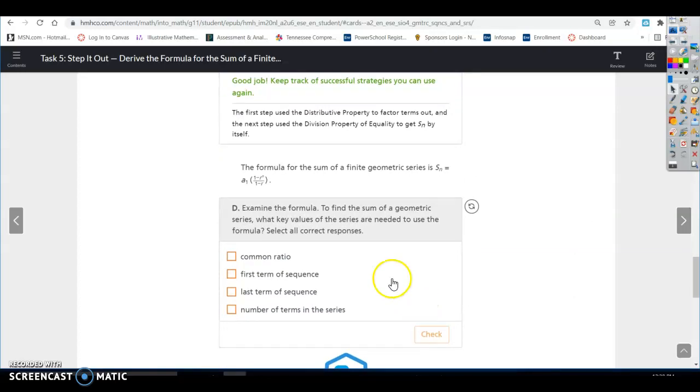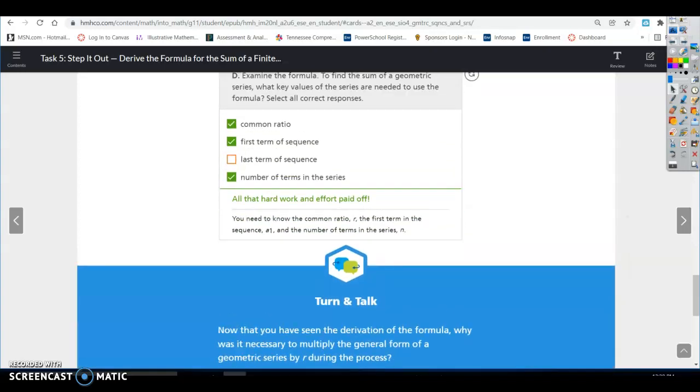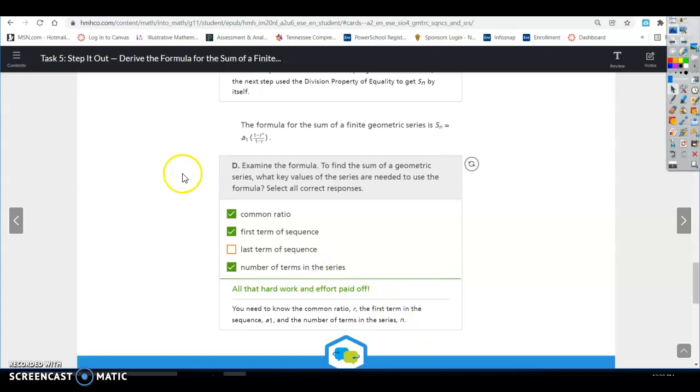All right, so the formula for the sum of a finite geometric series is s sub n equals first term times 1 minus r to the n power over 1 minus r. So it says explain the formula to find the sum of a geometric series. What key values of the series are needed to use the formula? All right, so we need the first term, we need r, which is the common ratio, and we need n, which is the number of terms. So we need the common ratio, the first term, and the number of terms. All right, that's all for task 5. If you have any questions, please let me know.